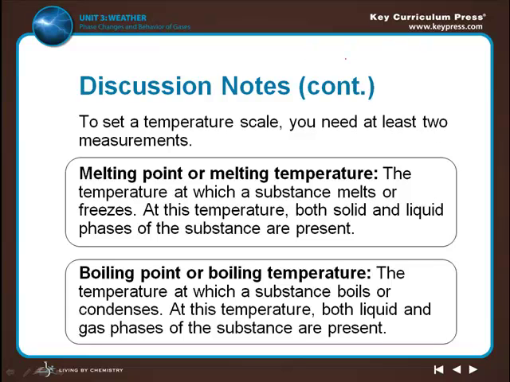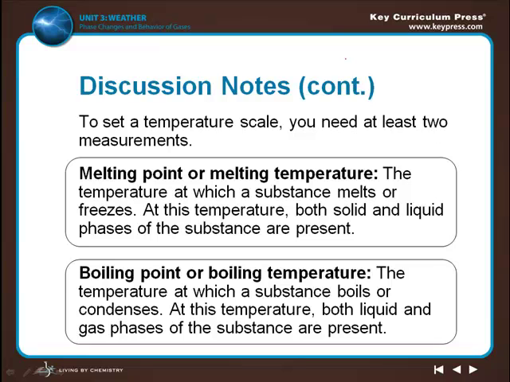All right, making your thermometer today, you just needed to use 2 points. The first point is called the melting point or melting temperature. That is when you had the ice-water mixture. You got the temperature of that. That's the level the liquid went up to. Then you put it into boiling water. This is called the boiling point for water or boiling temperature.